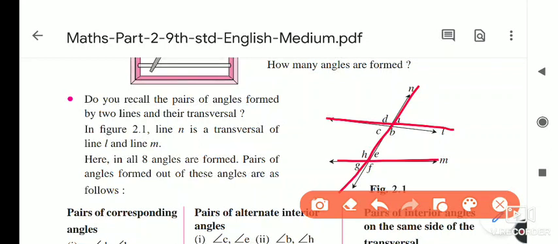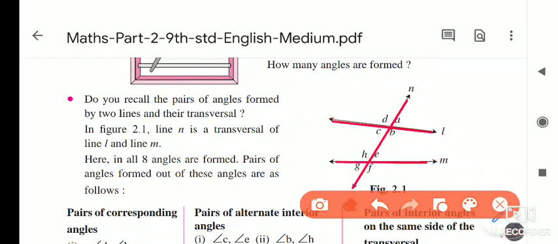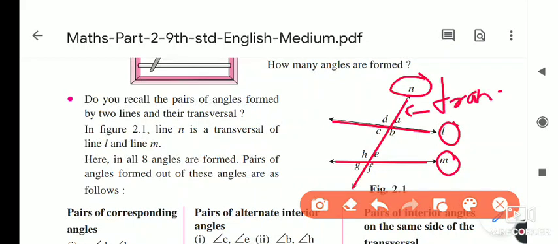So when there are two lines, line L and line M, and these two lines are intersected by another line, line N, then this line is called a transversal. Okay, so when two lines are intersected by one transversal, how many angles are formed here?